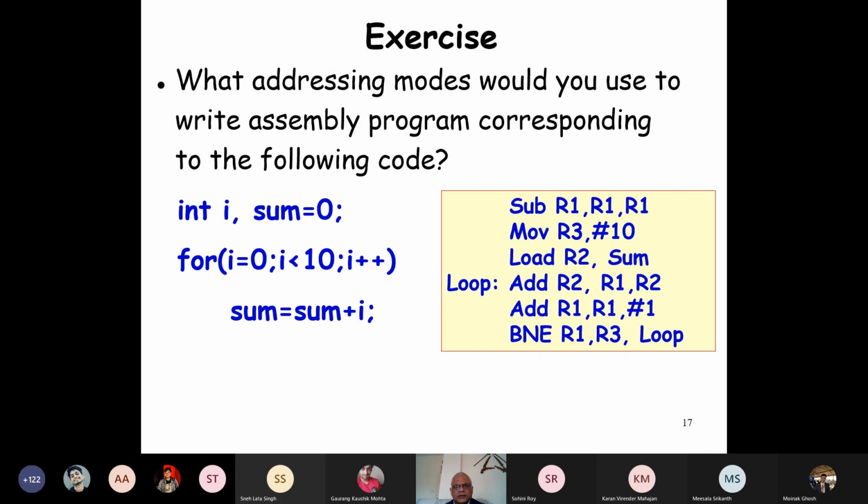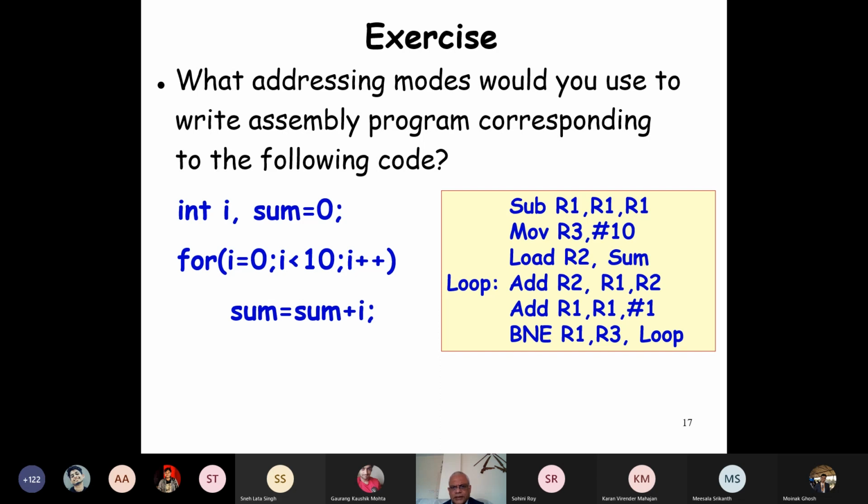Now, what are the addressing modes that will be used in various instructions? Right now, we have not yet discussed what the opcodes are and how to write the assembly code, etc. So I don't really expect you to be able to write the program, but at least the addressing modes. Now, what is the addressing mode used in the first one? See, subtract R1, R1, R1 means R1 is subtracted from R1 and stored in R1. So basically R1 is initialized to 0 here. What is the addressing mode used here? It is register direct.